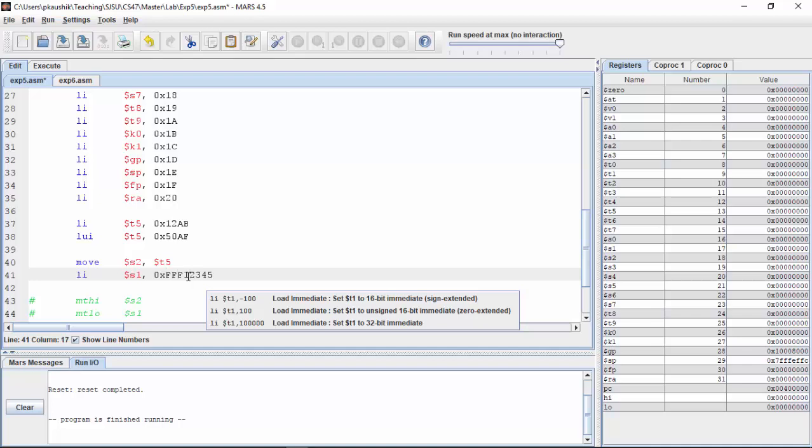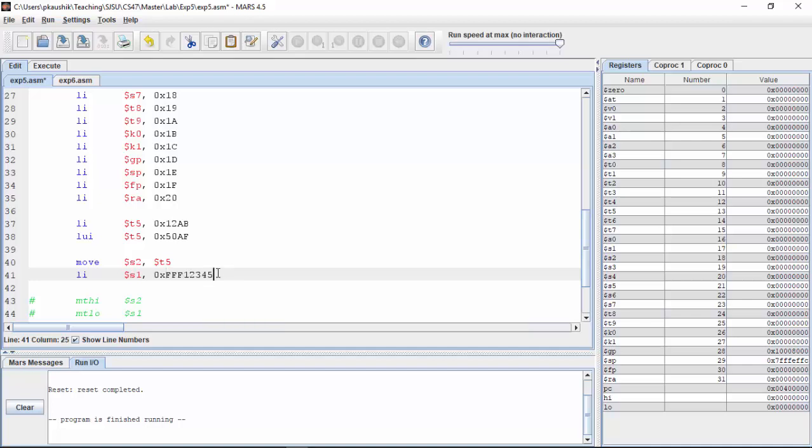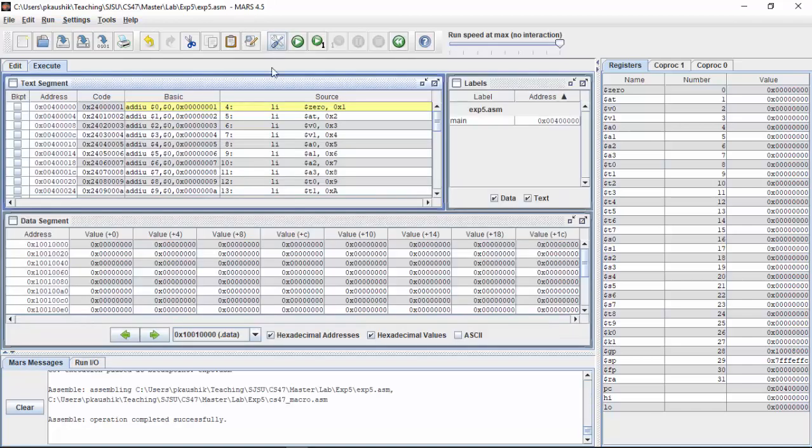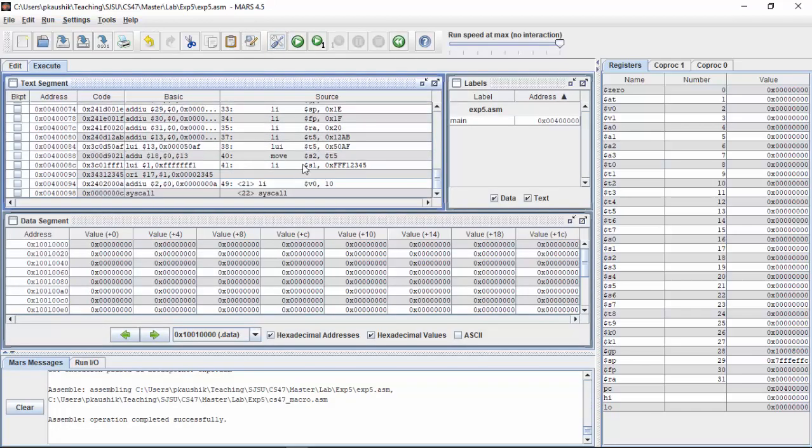Remember, in 2's complement form, anything with the leading ones, a series of 1s, is a negative number. And I made sure this negative number has some values beyond 16 bits, so it is a very large negative number. If you convert into decimal format, you will see it's a very large negative number. So let's see how the assembler handles this. Okay, look at this now.